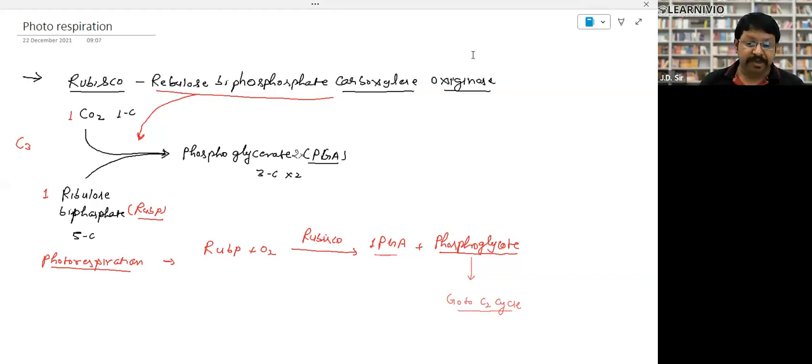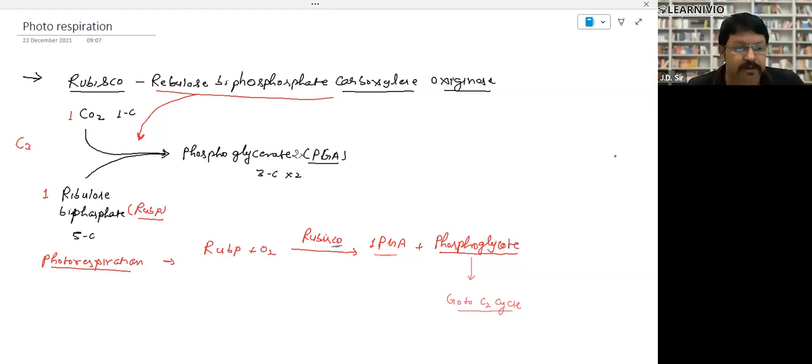But in photorespiration, this RuBP reacts with oxygen and does not make 2PG. In the presence of Rubisco, it does oxidation, whereas here it is reduction, carboxylation. When the concentration of oxygen increases, Rubisco, which catalyzes both reactions, carboxylation as well as oxidation, makes RuBP react with O2 and it makes one molecule of phosphoglyceric acid, PGA. But another molecule of PGA is not formed. The other molecule formed is phosphoglycolate, and this phosphoglycolate goes to the C2 cycle. Is that clear?